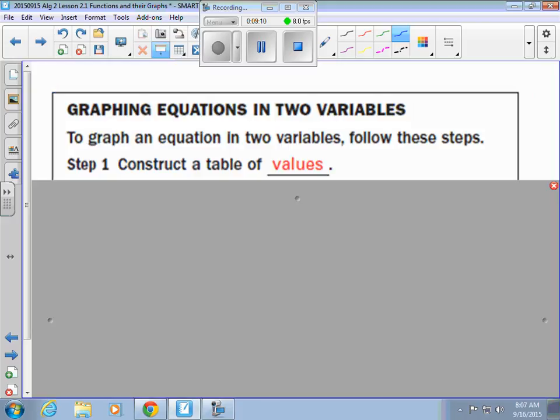When you graph an equation in 2 variables, follow these steps. First off, construct a table of values.